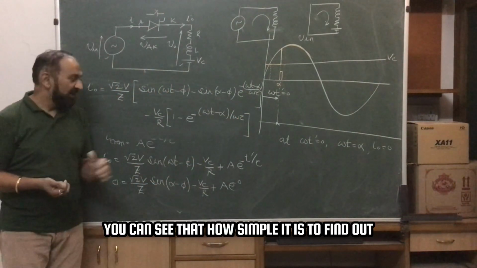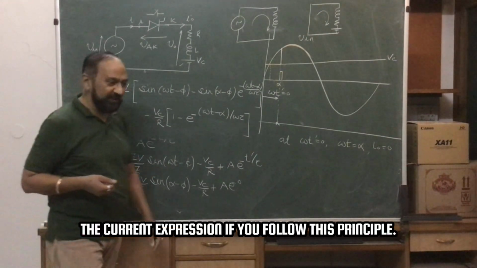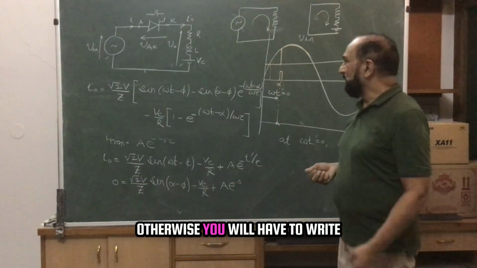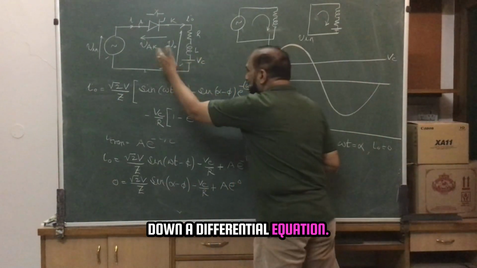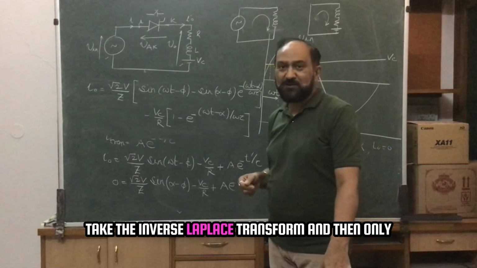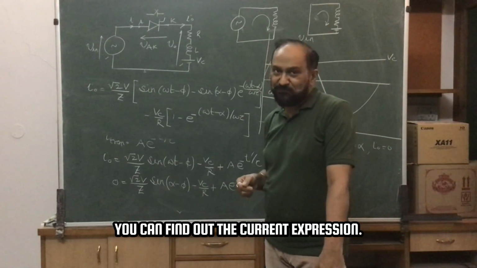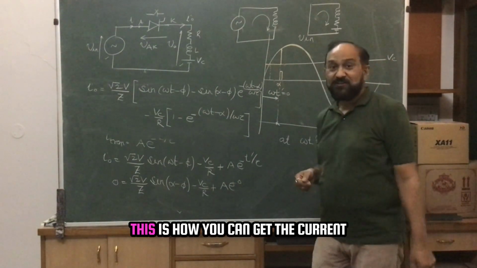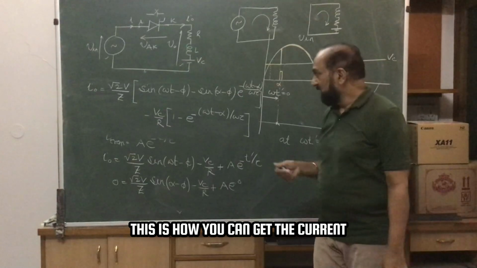You can see how simple it is to find out the current expression if you follow this principle. Otherwise, you will have to write down a differential equation, take the Laplace transform, take the inverse Laplace transform, and then only you can find out the current expression. This is how you can get the current.